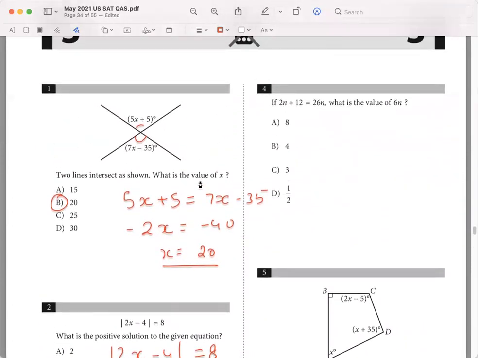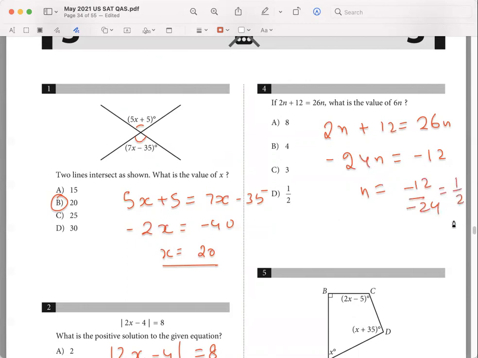Question 4. If 2n plus 12 is 26n, what is the value of 6n? So 2n plus 12 is 26n. So if I take 26n to the left, I get minus 24n is minus 12. So n is minus 12 by minus 24, which is half. So 6n is 6 by 2, which is 3. Option C.